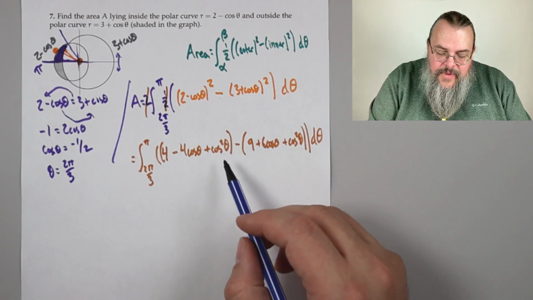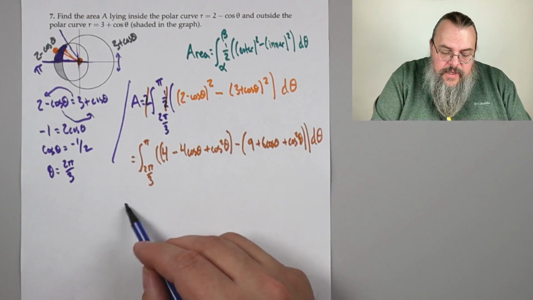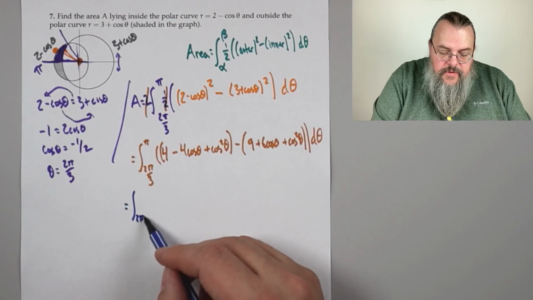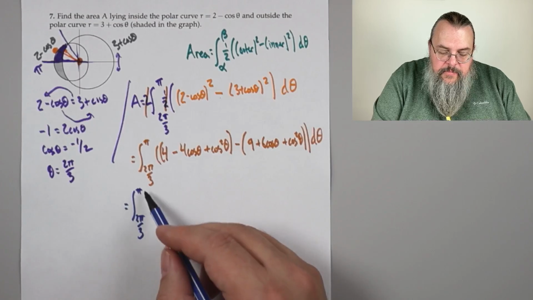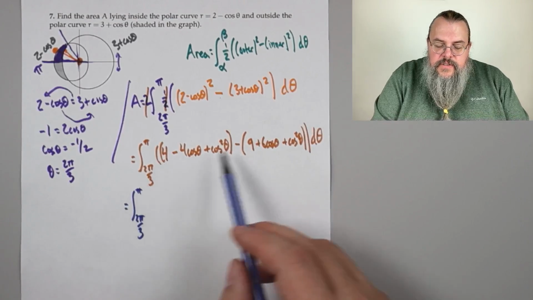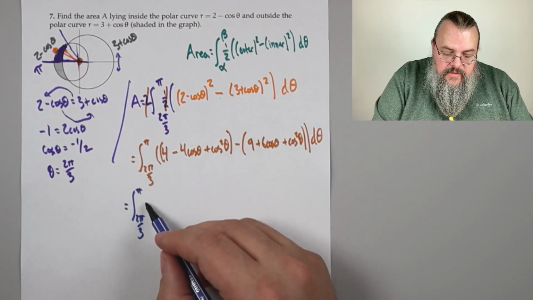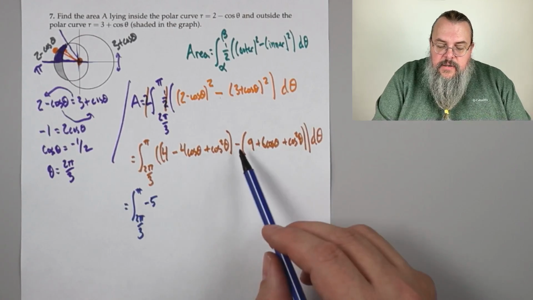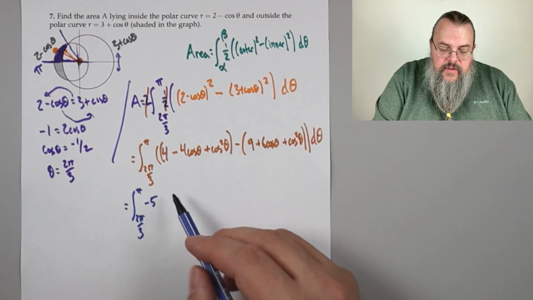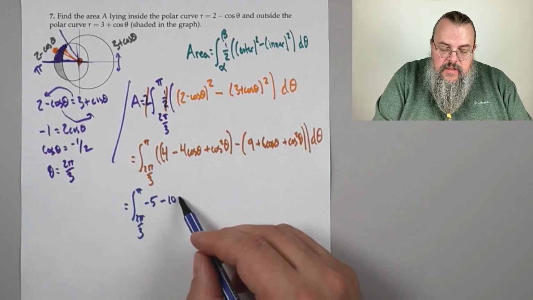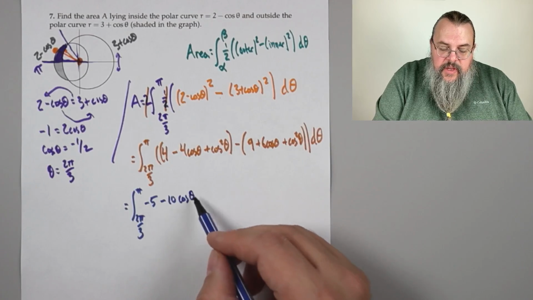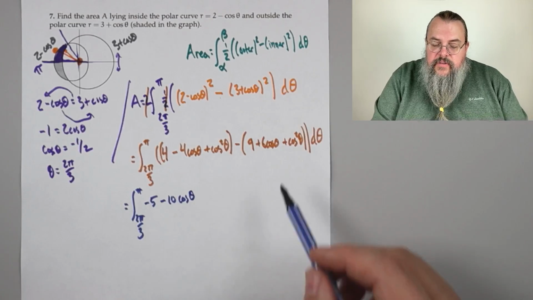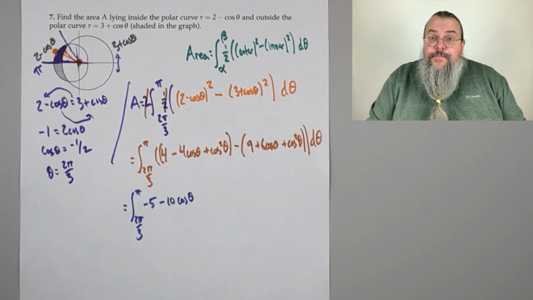All right, now, what do we have? 2 pi over 3 pi. We have 4, subtract 9. That's negative 5. Minus 4, minus 6. So that's minus 10 cosine theta. Cosine squared minus cosine squared is 0.